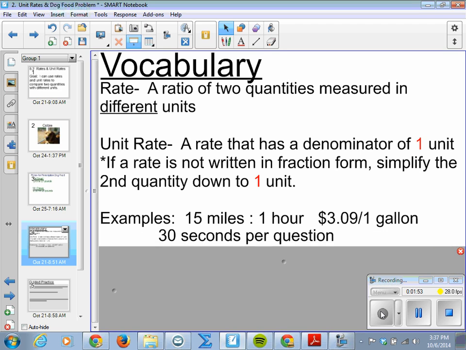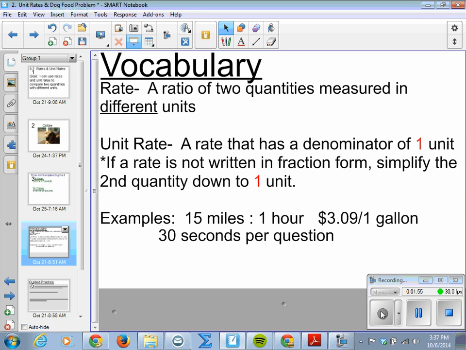And here's some examples of unit rates. For speed, 15 miles per 1 hour. Gas, we have $3.09 for 1 gallon. Or taking a time test, 30 seconds per question. Notice we've got 3 different forms there. Okay, we have the colon that we know from ratios. We have fraction form, most common. And then we've got the word per. See, in fractions or in ratios, we have the word to. Unit rates, we have per.